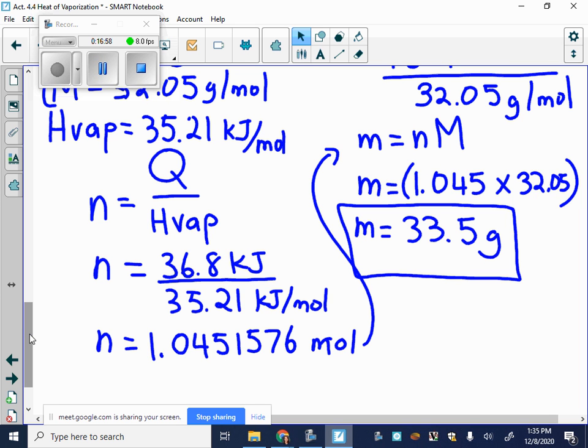So you really need to work with the clues. You need to gather all your clues, gather your information. You're either going to need to start with the heat of vaporization formula, or maybe you need to use one of the molar mass formulas. But either way, you're going to need to know all of them.